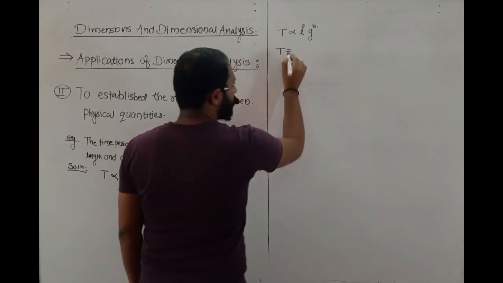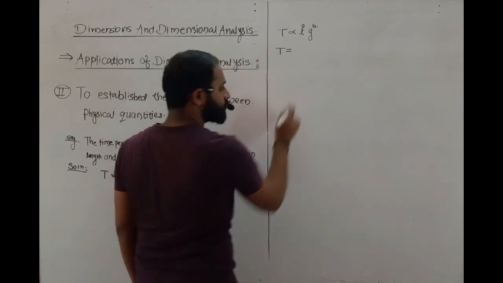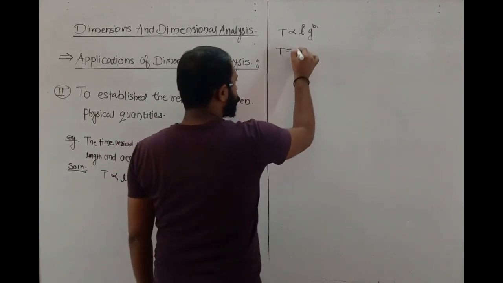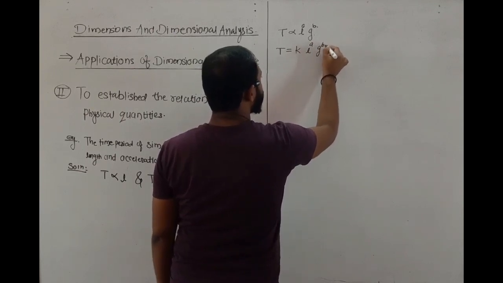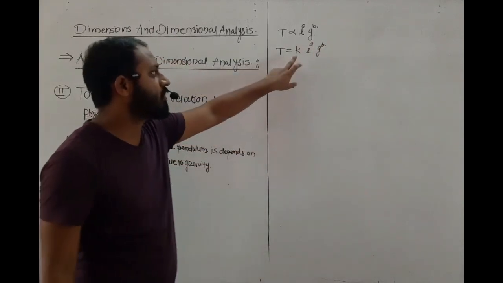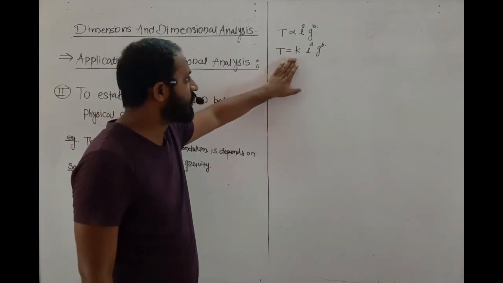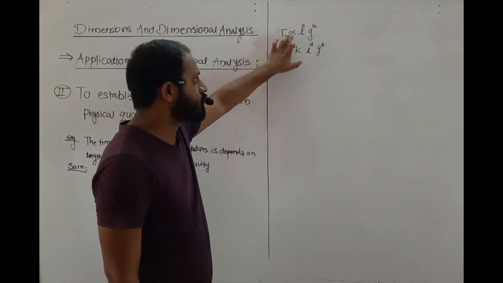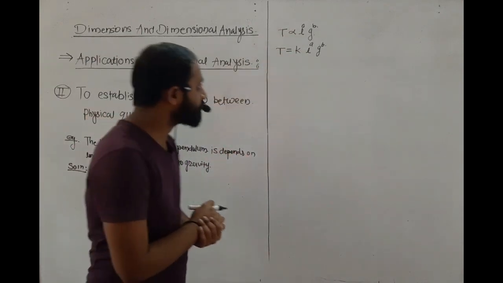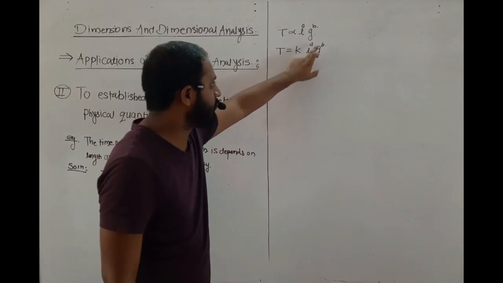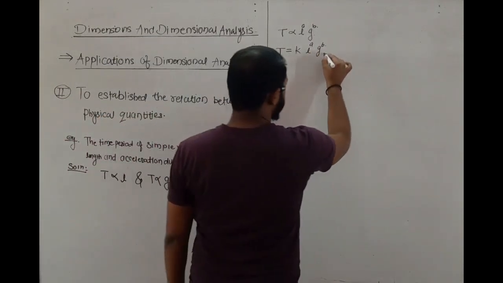T equals, in place of the proportionality constant, I am going to write K into L power A, G power B. This constant K is dimensionless. Okay, you can write L power A, G power B. Now see, this is equation number 1.